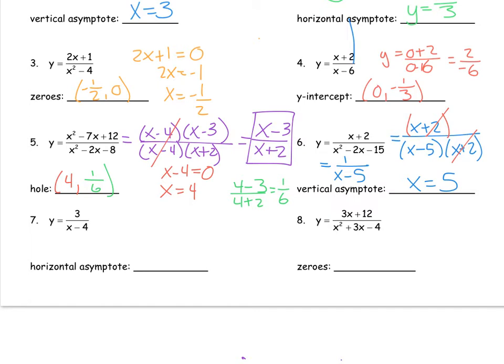Alright, 7 is asking for the horizontal asymptote. I have 0 x's on top. So it's going to just be y equals 0.